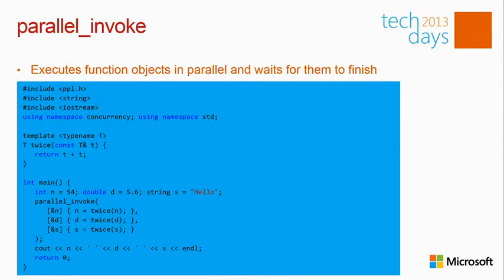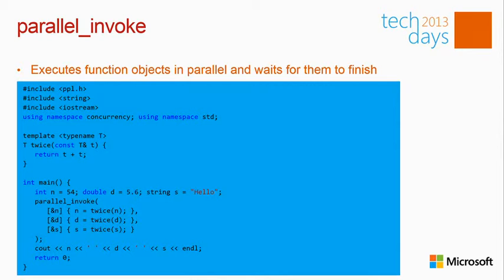So you can, in this example here, for example, we're trying to double things. We're going to double an integer, double a double, and double that string. Okay, and we're going to say parallel_invoke. Here's again a lambda. Okay, we're giving it basically 3 functions. Parallel_invoke those 3 functions. The first function calls twice on the integer, the second one on the double, and the third one on the string.